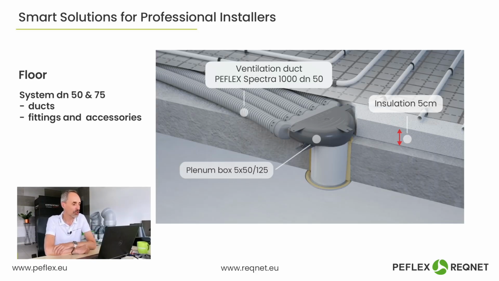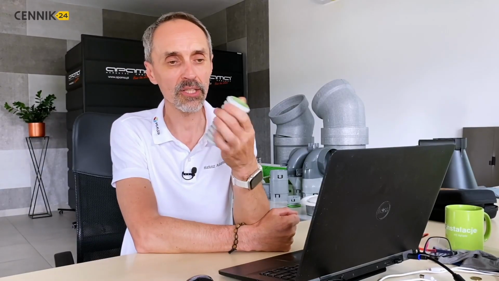How can we do that? When it comes to solutions for the floor, a very common approach used by architects is to have a layer of acoustic insulation, typically 5 centimeters thick, made of polystyrene installed on the floor to provide that acoustic insulation. So there we can hide the entire ventilation system, but based on ducts with a diameter of DN50. We also connect boxes of the same height to this system.